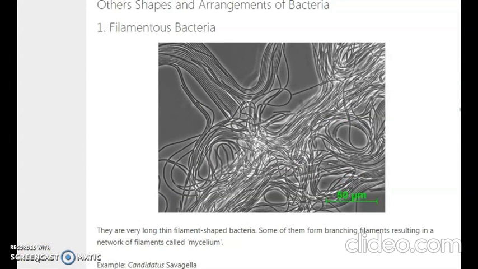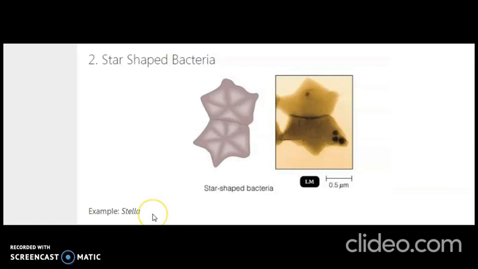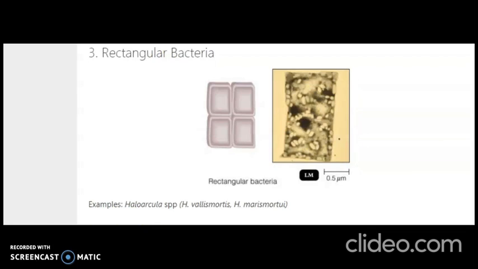Other shapes and arrangements of bacteria include the filamentous bacteria. They are very long, thin filament-shaped bacteria. Some of them form branching filaments resulting in a network of filaments called mycelium. For example, Candidatus Savagella. An example of the star-shaped bacteria is Stella. And the example of rectangular bacteria is Haloarcula species.